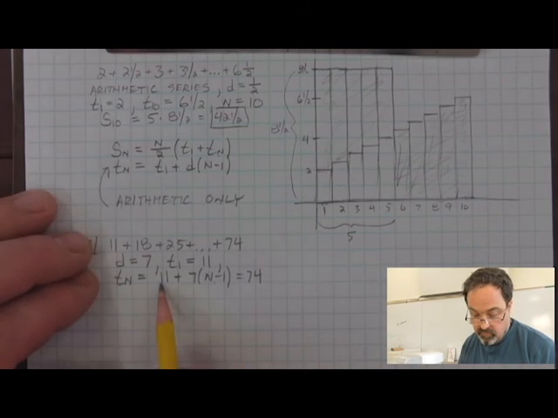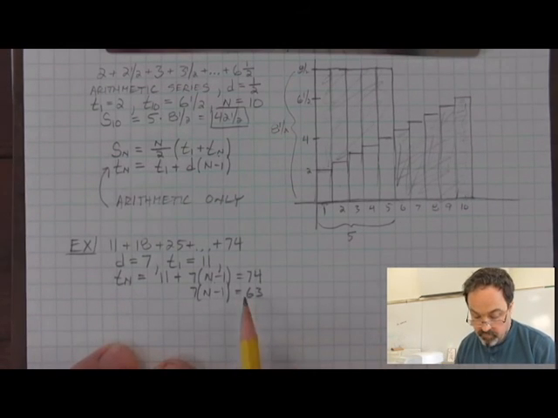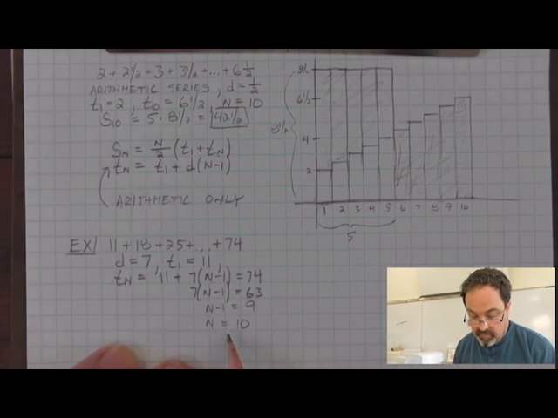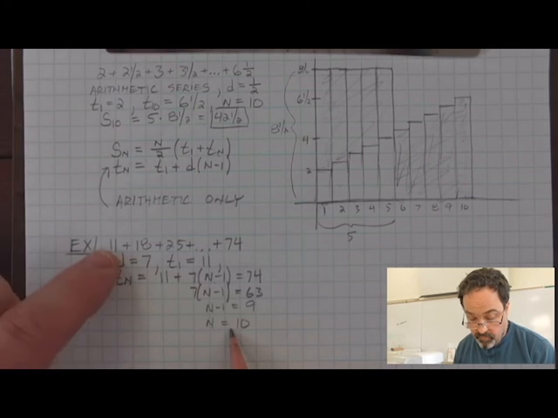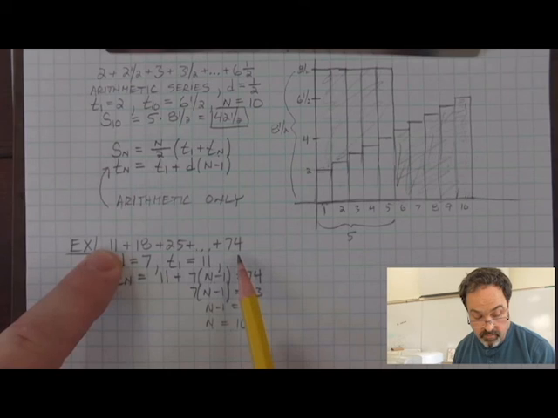In this case, I'm going to solve this equation for n by first subtracting 11 from both sides. Then divide both sides by 7. And then add 1 to both sides. It takes 10 terms to go from 11 up by 7 each time to get to 74.